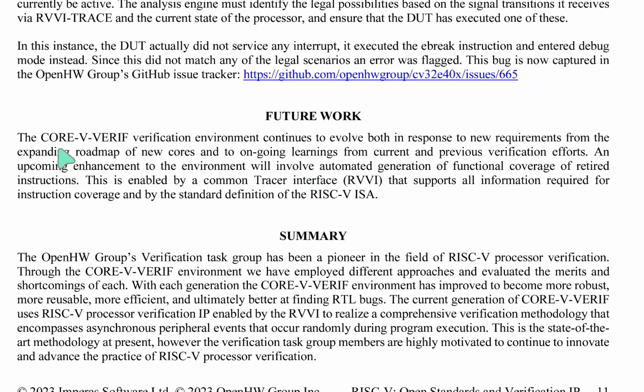The future work. The CORE-V-VERIF verification environment continues to evolve, both in response to new requirements for the extending roadmap of new cores and to ongoing learnings from the current and previous verification efforts. An upcoming enhancement to the environment will involve automated generation of functional coverage of retired instructions. This is enabled by a common tracer interface, RVVI, and supports all information required for instruction coverage by the standard definition of the RISC-V ISA.